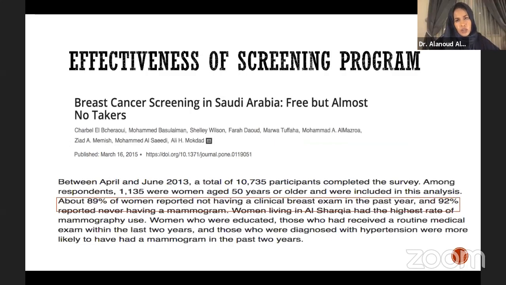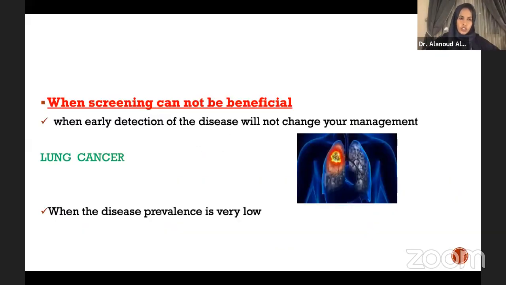And here is an example of breast cancer screening. This study was published in 2015. I'm sure that we're doing much better than 2015. We're at 2020, and I know that the model of care is working hard on the mammogram and screening for breast cancer. However, in this study, 2015, the mammogram was free, but almost no takers. But this is a problem. So we always need to be sure that we are calling and recalling in order to get an effective test.